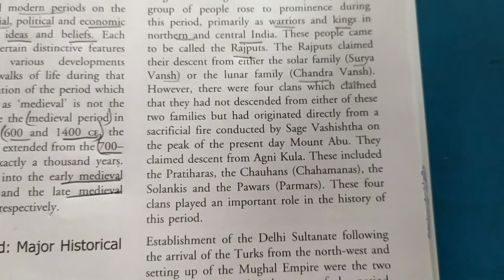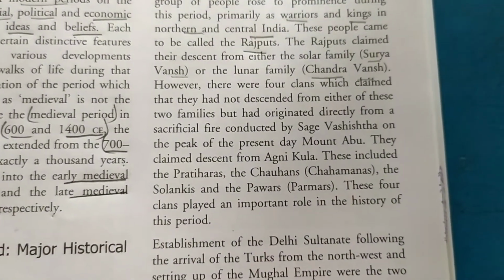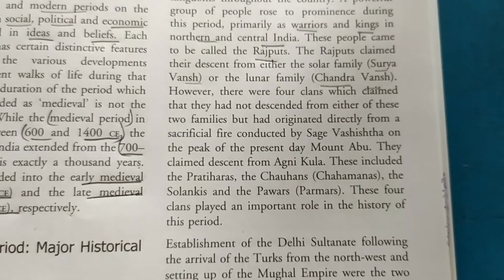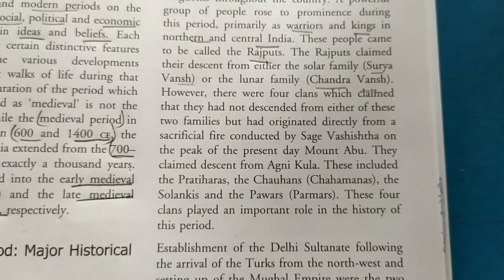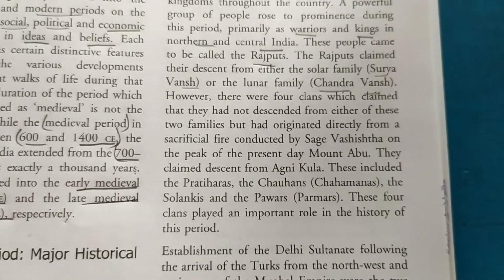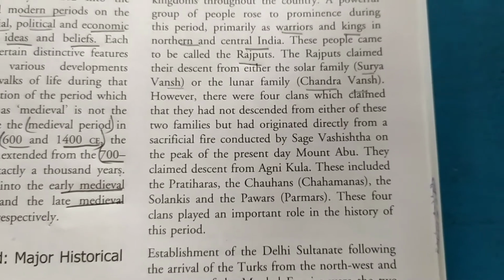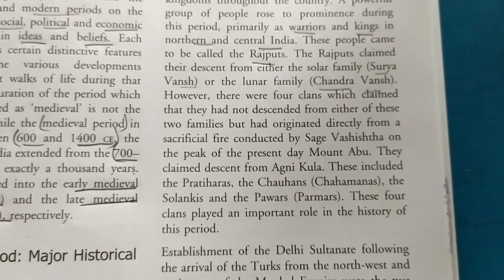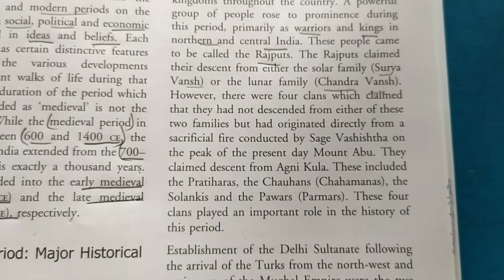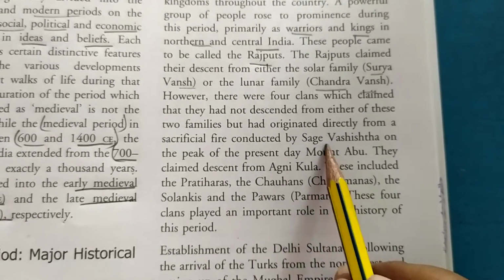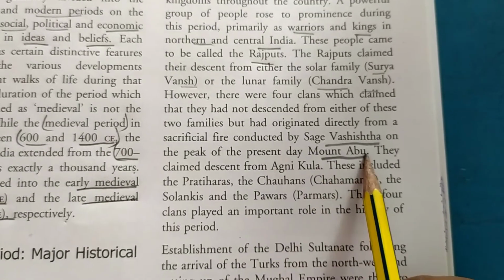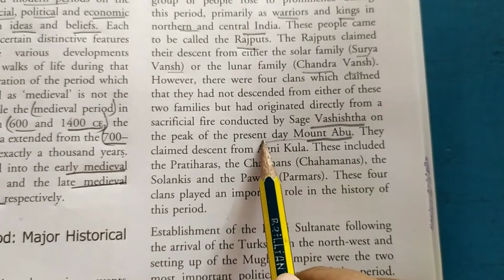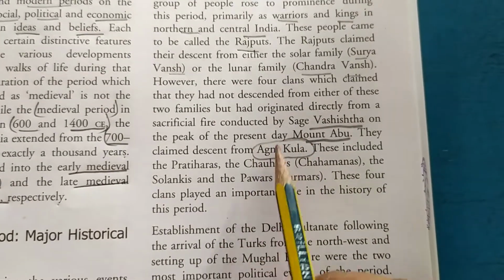So many different scholars said that these four clans do not belong to either the Surya Vans family or the Chandra Vans family. They said that their origin started from a sacrificial fire which was conducted by sage Vasistha on the peak of Mount Abu. They claimed descent from Agni Kula. So we can say that these Rajputs belong to the Agni Kula family.